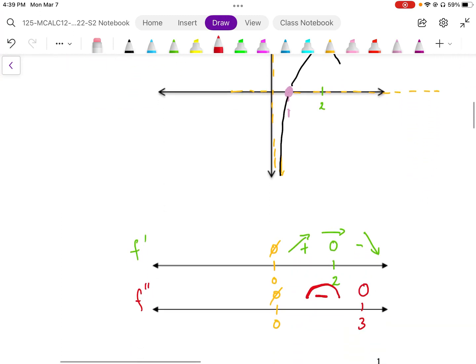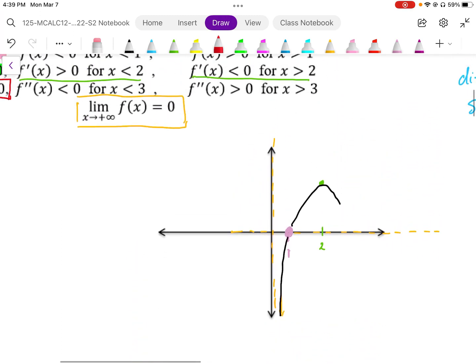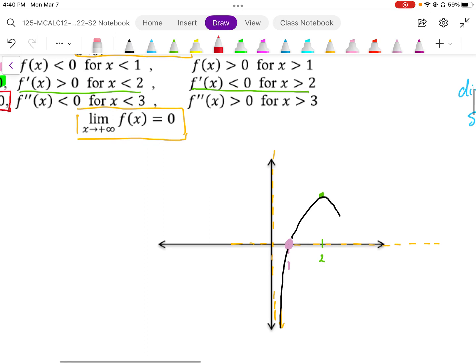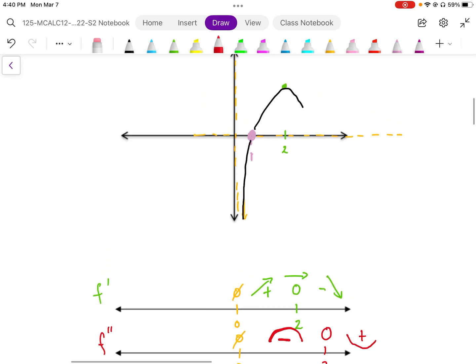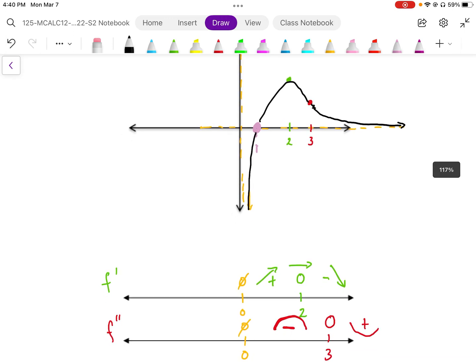And at 3, it's equal to 0, and on the right side of 3, the second derivative is positive, so we know we have concave up. So at x equals 3, we have this point which is going to change concavity. So from concave down, we're going to now go to concave up, and it's going to follow that horizontal asymptote. Okay, so this is a continuous function, and it's going to look like this.